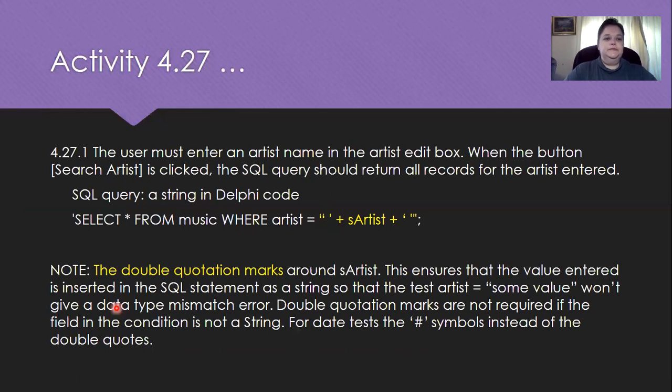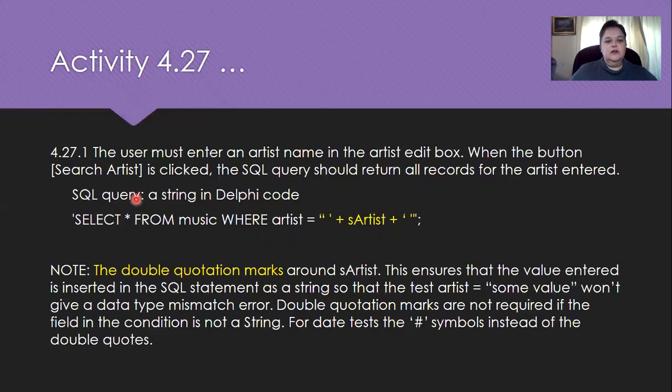So let's continue. 4.2.27.1, we are going to be working here. The user must enter an artist name in the artist edit box. When the button Search Artist is clicked, the SQL query should return all records for the artist entered.